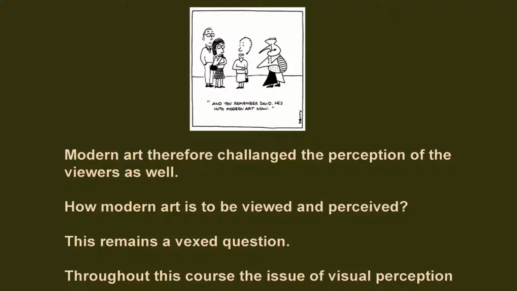So the question is no more about what is modern art or how do we define modern art. The question can also be asked like how modern art is to be viewed and perceived. Now the whole question turns towards us. How? And this remains a vexed question. In fact, throughout this course, as we keep exploring and following the different changes in modern Western art, continuously and repeatedly, we shall be coming back to the problem of visual perception. Because all said and done, at the end of the day, modern art is a big problem to our visual perception. We need to change that as well.